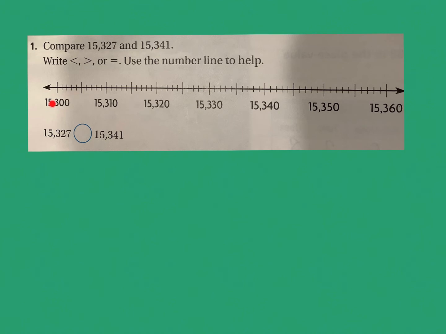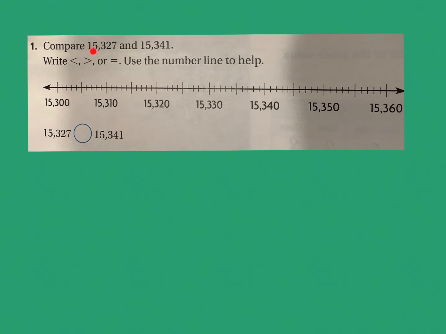And they give us a number line from 15,300 all the way through to 15,360. So we count by tens: 10, 20, 30, 40, 50, 60, right? With zeros, 10, 20, because they're all the same, 15,300, 15,300, 15,300. The only thing that's changing is the tens place. So that means they're climbing by 10 hashes, okay?